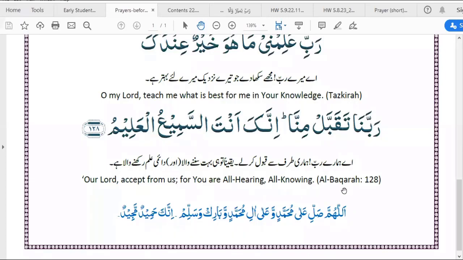MashaAllah. And this is from? Al-Baqarah 128. Jazakallah. You read beautifully, MashaAllah. Allah Hafiz. Allah Hafiz. Okay.